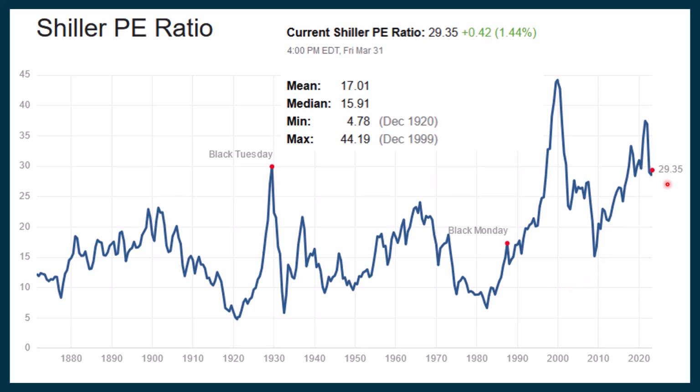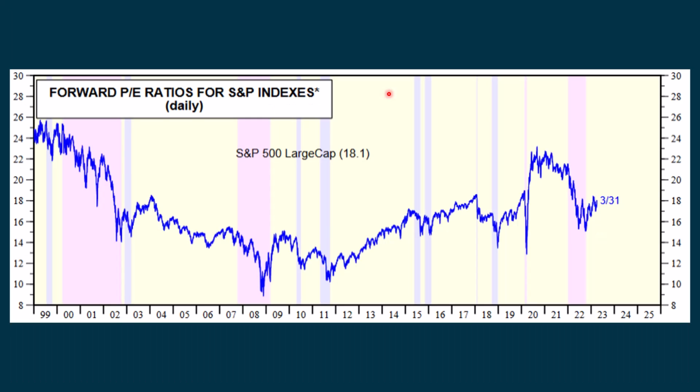Right now, we have a PE ratio of 29.3. Historically, between 16 and 17 is about the average price. So this would also suggest that on a trailing basis, the market is considered to be expensive. But the markets don't use trailing information.